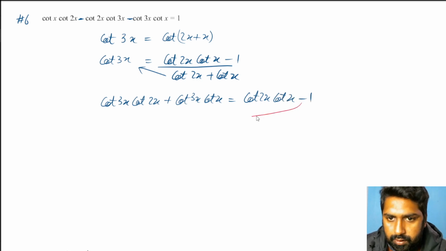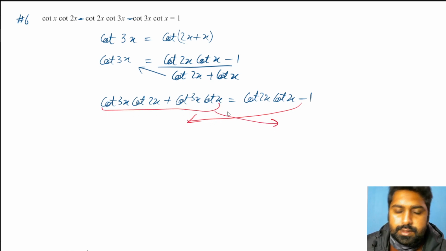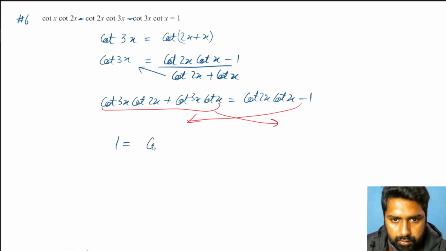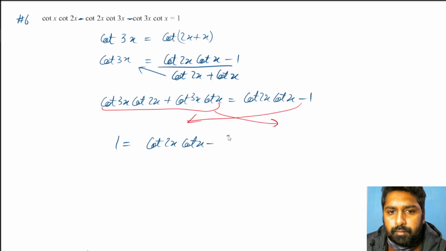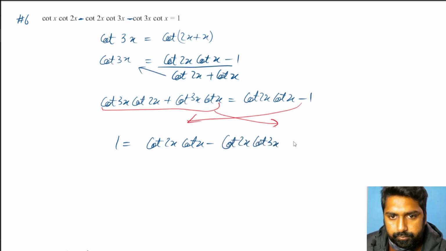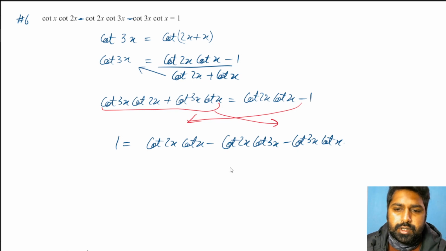Take minus 1 on this side, take this whole expression on this side. So 1 will be equal to cot 2x cot x minus cot 2x cot 3x minus cot 3x cot x. Pretty much the same expression.